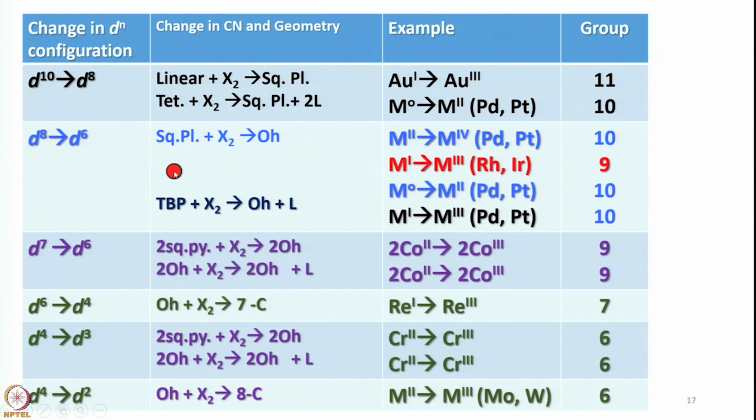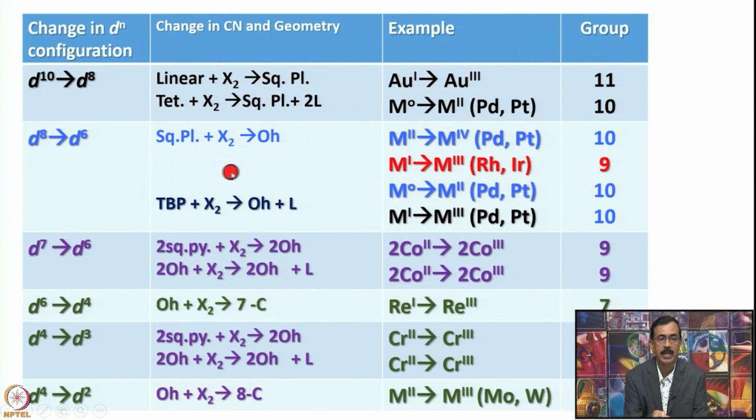And if you have trigonal bipyramidal geometry, 5 coordinate, in that case what happens? One of the ligands has to leave so that it would attain octahedral geometry after oxidative addition, and in those cases one can think of palladium(I) going to palladium(III) or platinum(I) going to platinum(III), again group 10 metals.